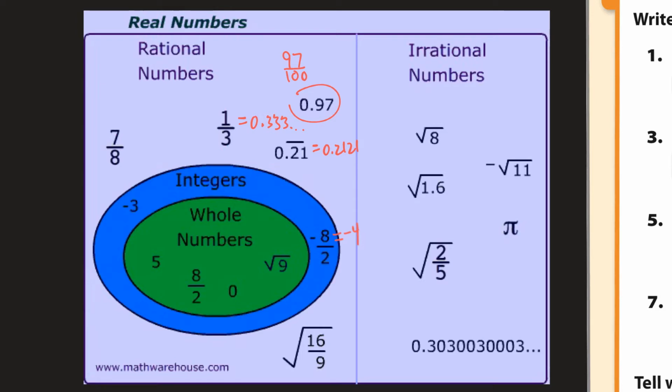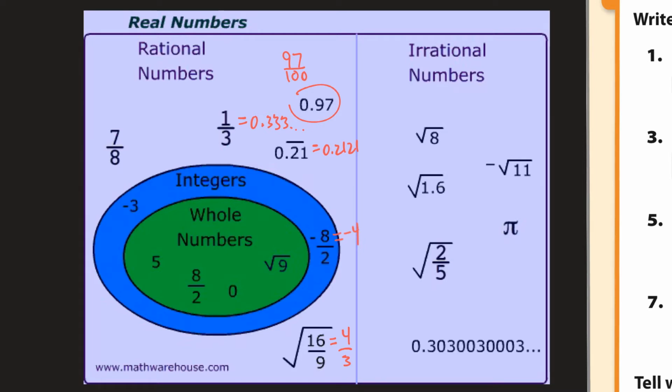So it can be made into a fraction of integers. Even this one, the square root of 16/9, is 4/3, because the square root of 16 is 4 and the square root of 9 is 3. That could be a fraction of integers. See, all those are good. But the irrational numbers, those cannot be turned into fractions of integers.